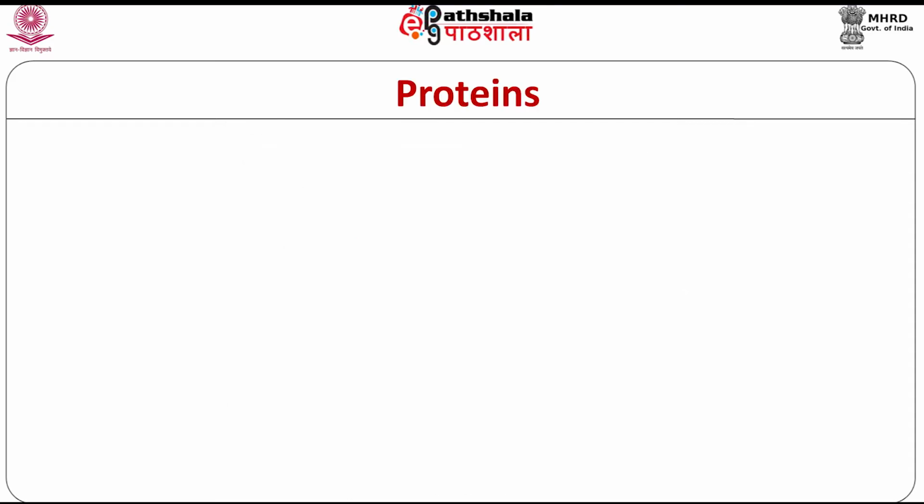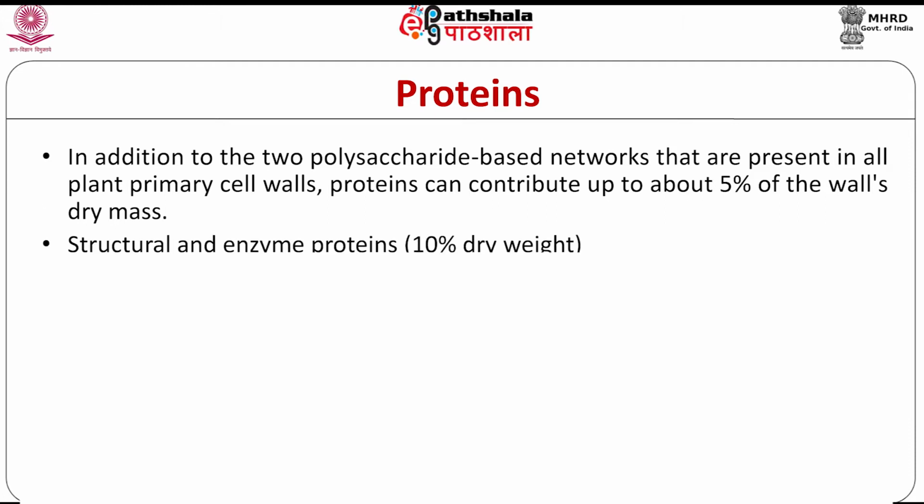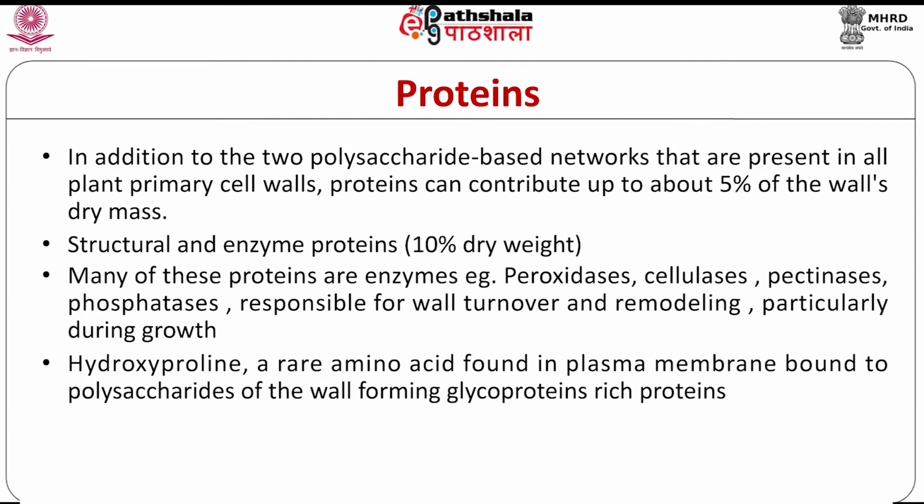Next component is protein. In addition to two polysaccharide-based networks that are present in all plant primary cell walls, proteins contribute up to about 5% of the wall's dry mass. There are structural and enzyme proteins, approximately 10% of dry weight. Many of these proteins are enzymes, for example peroxidase, cellulase, pectinase, phosphatase, responsible for wall turnover and remodeling, particularly during growth.